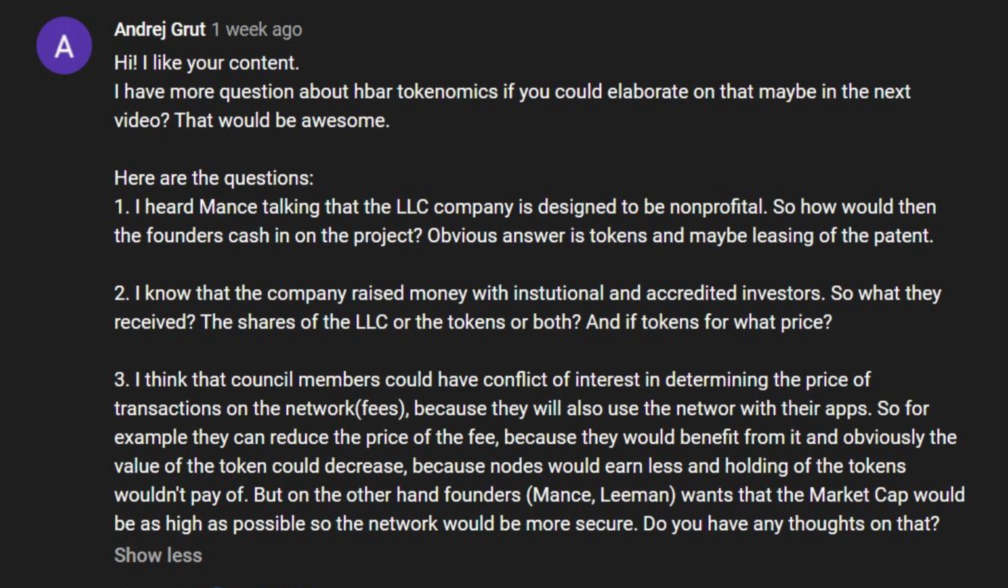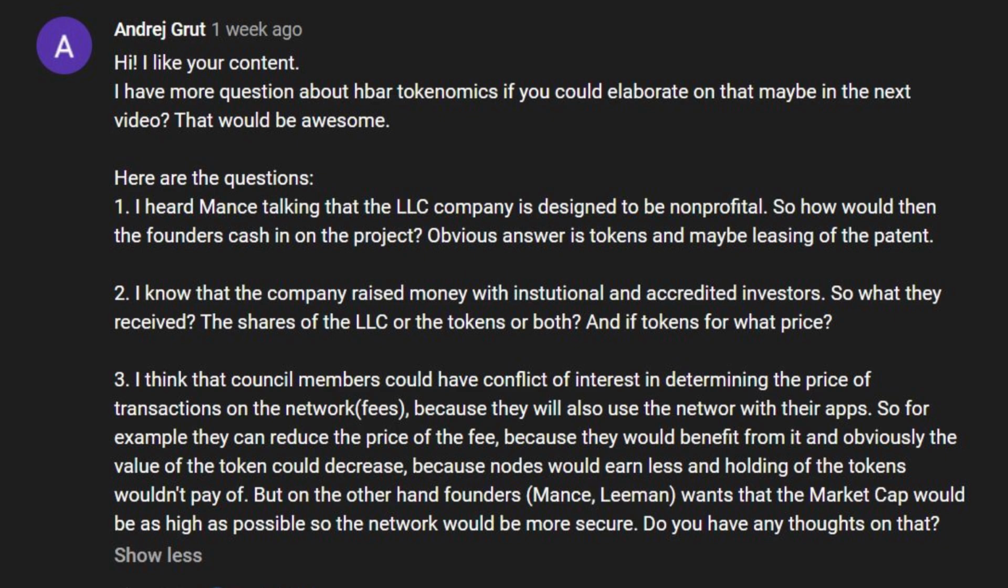The last question is, I think that council members could have a conflict of interest in determining the price of transactions on the network fees because they will also use the network with their apps. So for example, they can reduce the price of the fee because they would benefit from it, and obviously the value of the token could decrease because nodes would earn less and holding of the tokens wouldn't pay off. But on the other hand, the founders want the market cap to be as high as possible or something to secure the network. Do you have any thoughts on that?